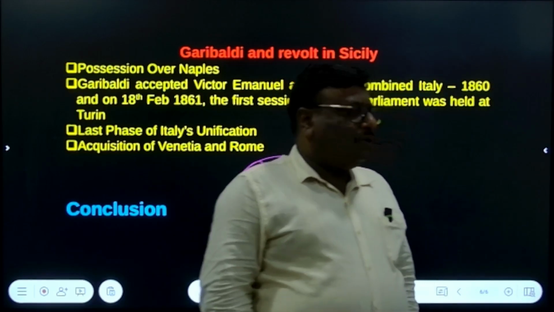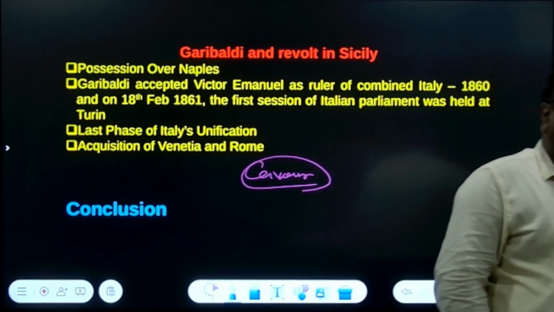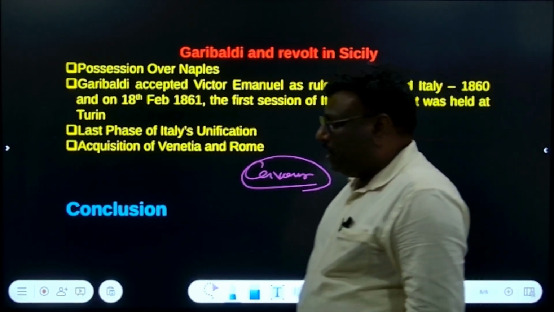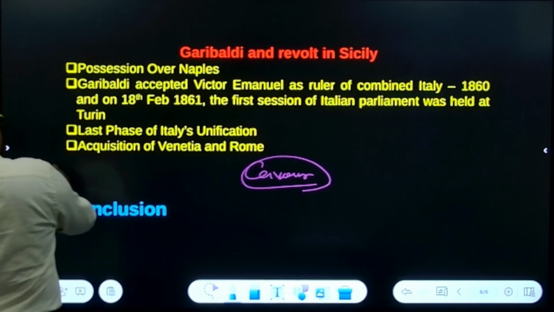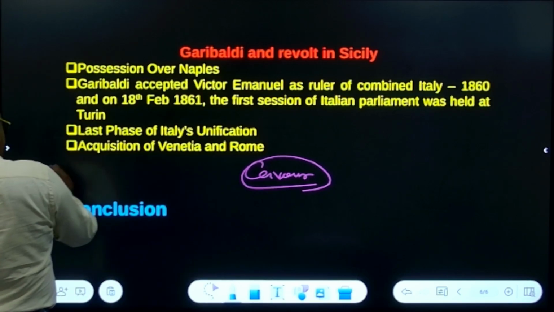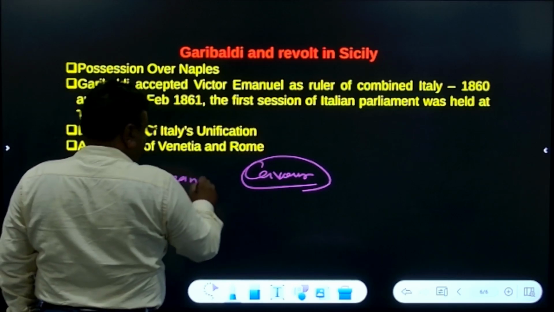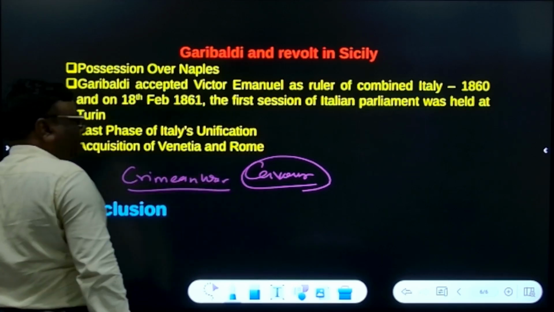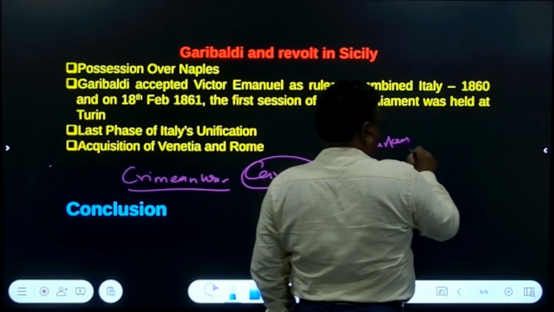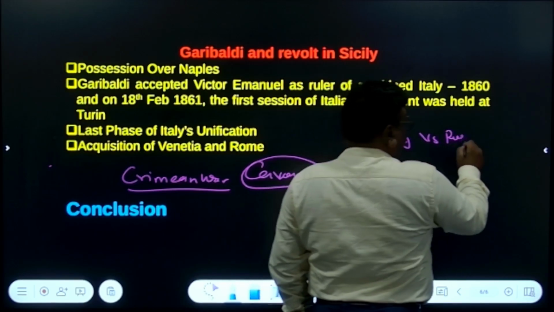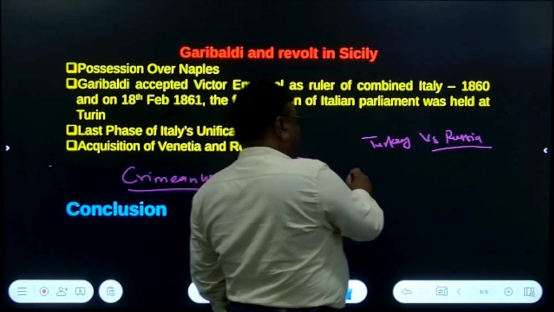He was a great diplomat, so he was also searching for an opportunity through which he could get the support of the foreign powers, and this opportunity evolved during the time of the Crimean War. The Crimean War was fought between Turkey and Russia, Turkey versus Russia at the Black Sea. Turkey was supported by England and France.